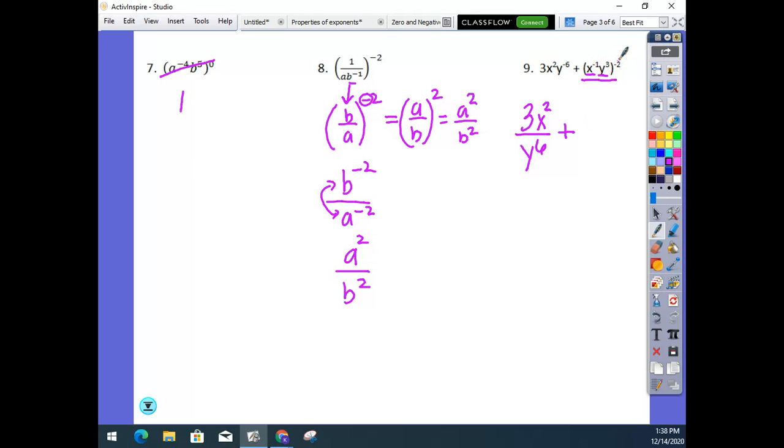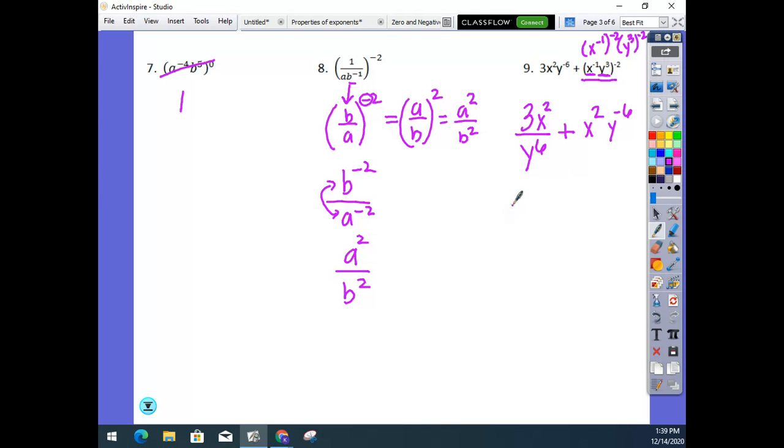So -1 times -2 is +2. Then y to the 3rd. Really, we're raising each one. Would it help if I wrote it this way? Each one gets its own -2 exponent. So this becomes power to a power. We multiply to get negative or a +2. Power to a power here, you get y to the -6.